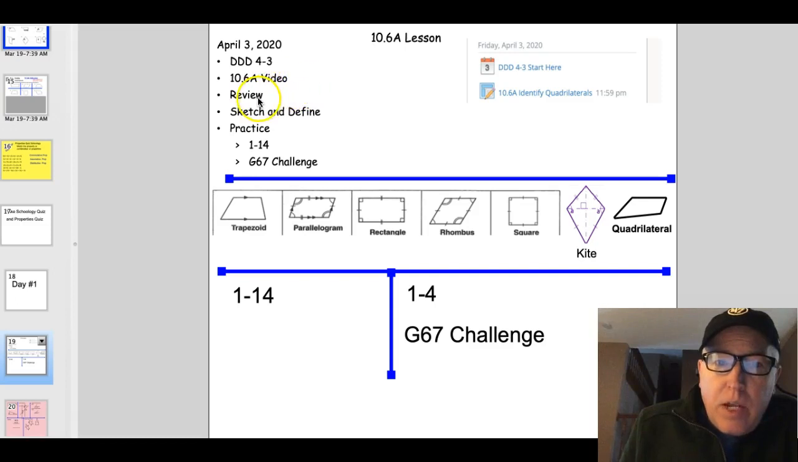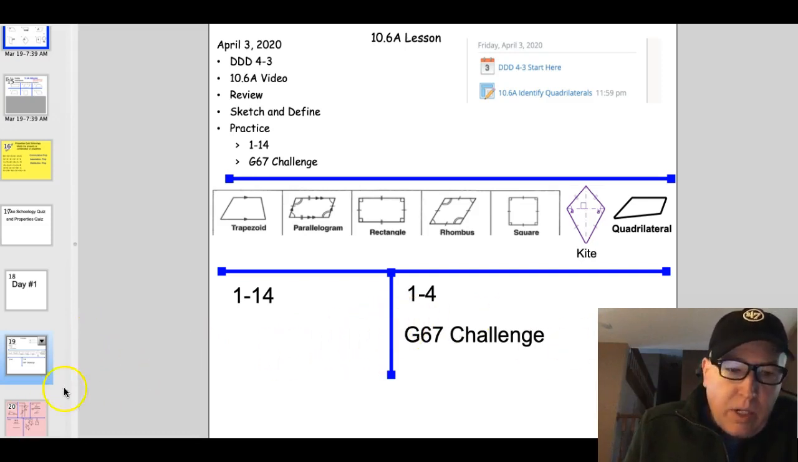Along with the video today, we're going to do a review. We're going to do some sketching and defining of these quadrilaterals, and then some practice. I'll also offer a G67 challenge. So our practice sheet will look like this. You can put your review up top. We're going to do some sketches, and then we'll have two activities to do. You'll choose one of these two activities here.